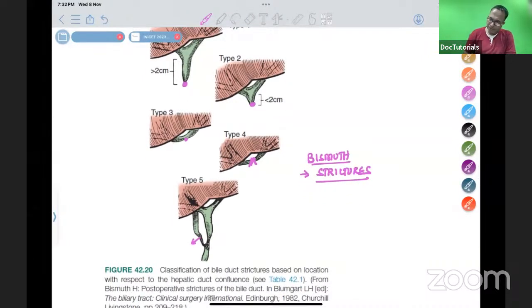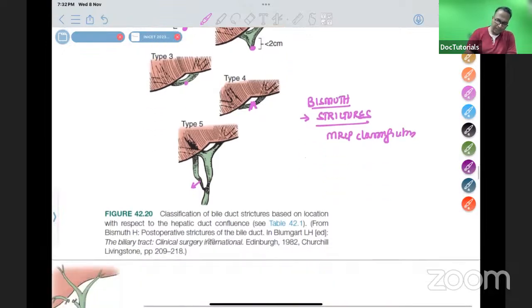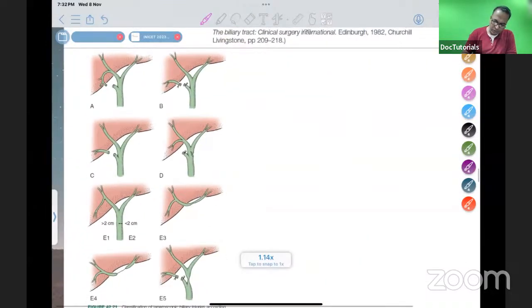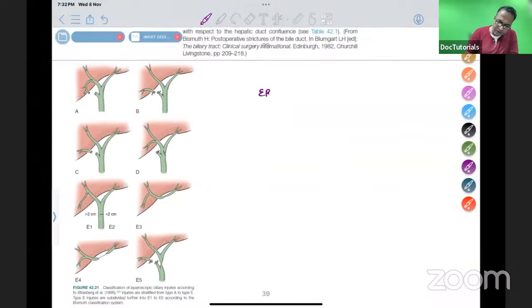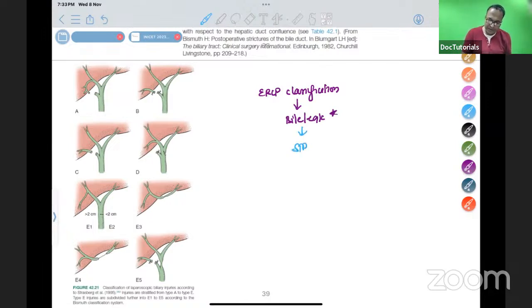All of you know this is an investigation based on MRCP. The MRCP classification of bile duct strictures is Bismuth. And this classification, all of you know, is an ERCP classification showing bile leak. So this is one question which is commonly asked, and many times you will be tempted to answer this question only as the Strasberg classification of bile duct injuries.